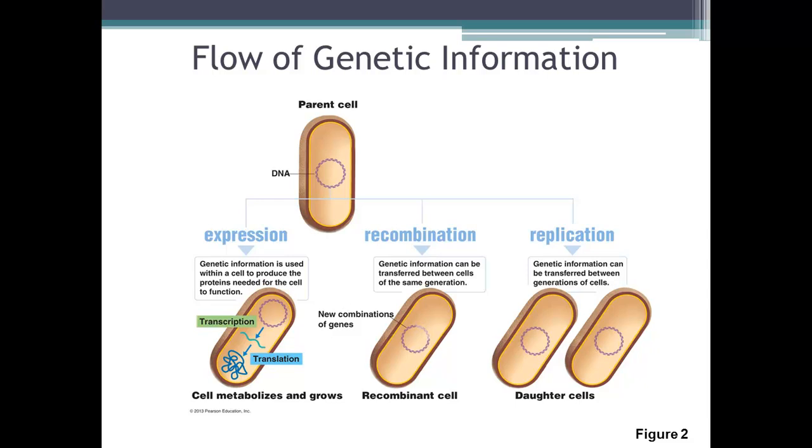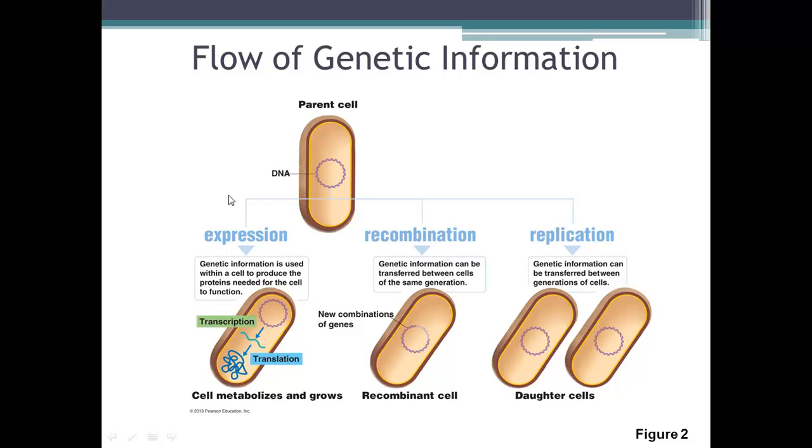Flow of genetic information. So here is your parent cell. What we're going to do today in this first part, Part A of Chapter 5, is focus on the DNA replication. Like you learned back in Chapter 2, we have to replicate the DNA before we can go through binary fission, in which we produce two identical daughter cells. So we're going to take a look at the replication.